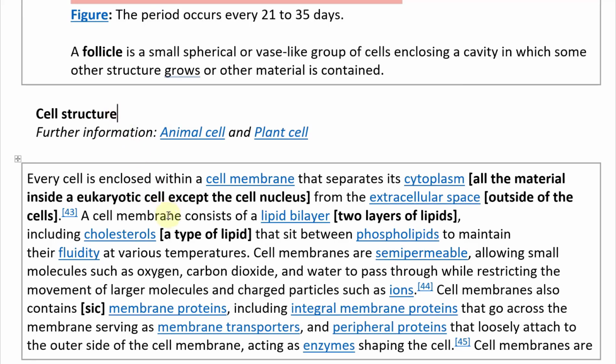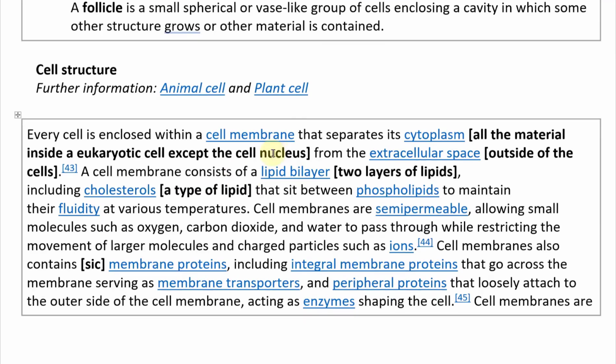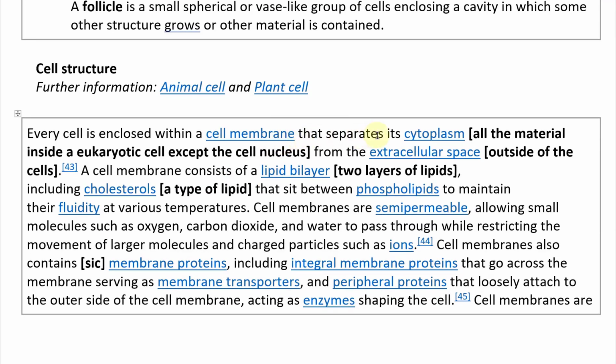So now let's look further, and this time look at cell structure. And further information, as always, you could find in the individual articles on Wikipedia. So in this case, animal cell and plant cell. Every cell is enclosed within a cell membrane that separates its cytoplasm, which is all the material inside a eukaryotic cell except the cell nucleus, from the extracellular space, which is outside of the cells.